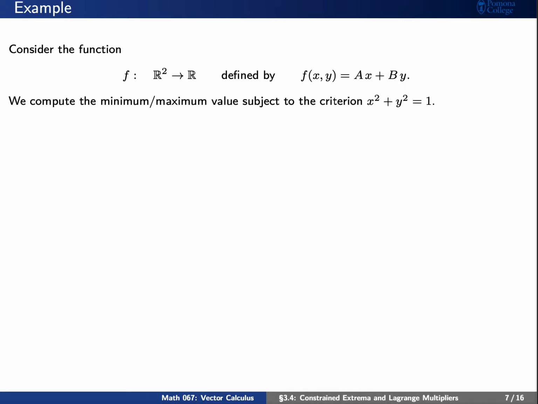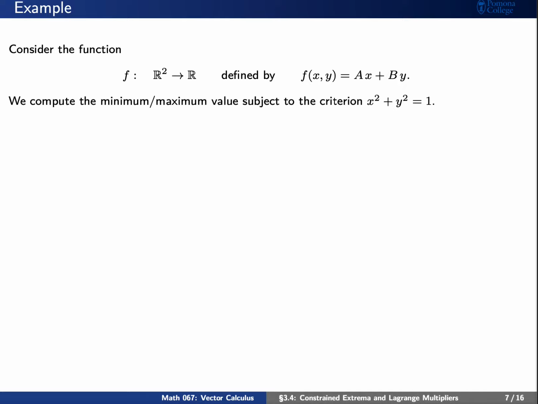Let's consider a function f from R2 to R defined by f of x y is ax plus by. Now, of course, if we wanted to find the relative extrema here, we could just simply take the gradient, set it equal to 0, and so on and so forth. However, we're going to do something a little bit strange here. We're only going to restrict inside of R2 to those numbers x and y satisfying the criteria x squared plus y squared equals 1. That means we're just going to restrict our function to a circle.